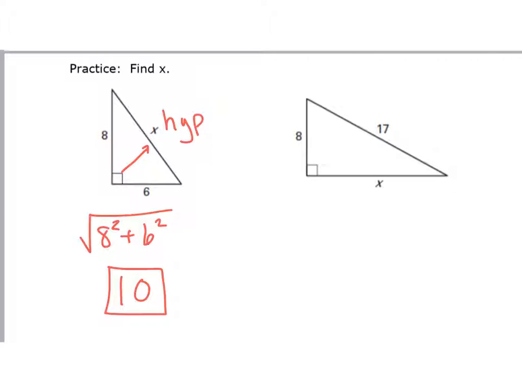Now, so far, we've always gotten whole numbers. Do you think you always get whole numbers? No. It's okay to get a decimal. If you get a decimal, don't panic, don't freak out, you're okay.